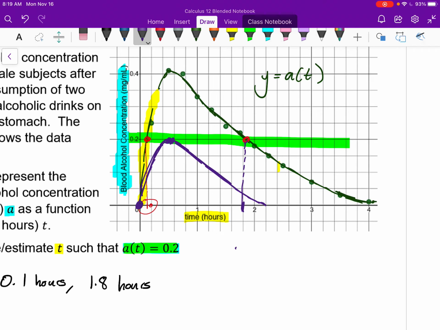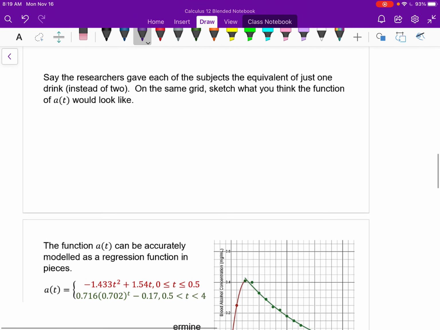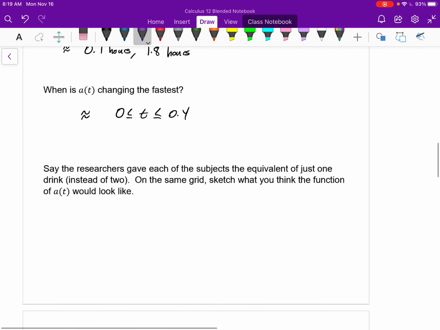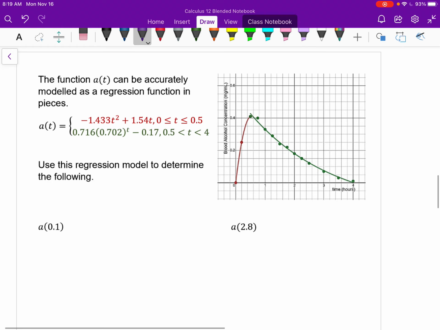All right, last question is the same data, but now I made 2 regression models for each of the parts. What you see here is the exact same data with, in red and in green, a regression model that I used Desmos to create. And you can see the equations. So I modeled the first part with a quadratic equation, and the second part with an exponential decay function.